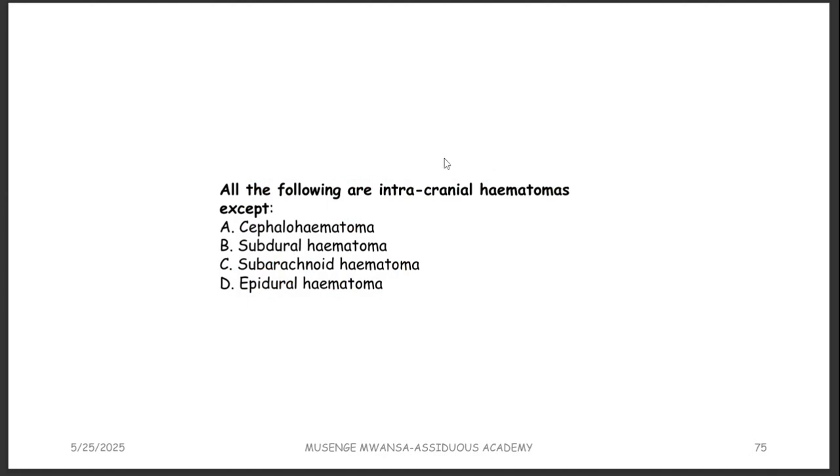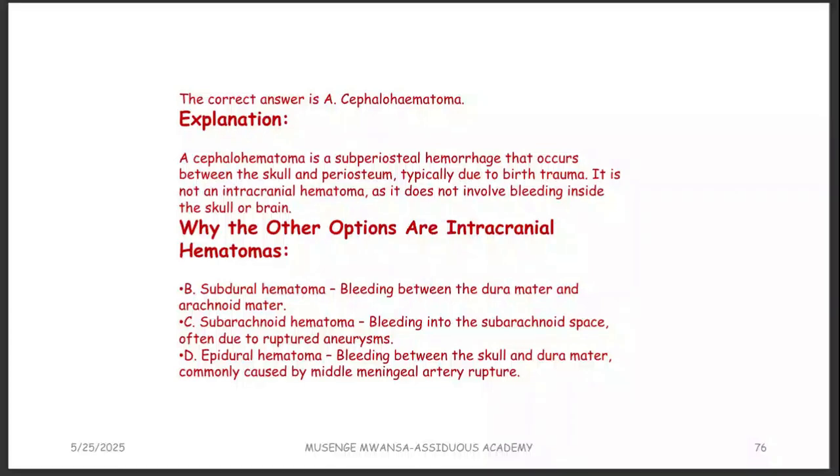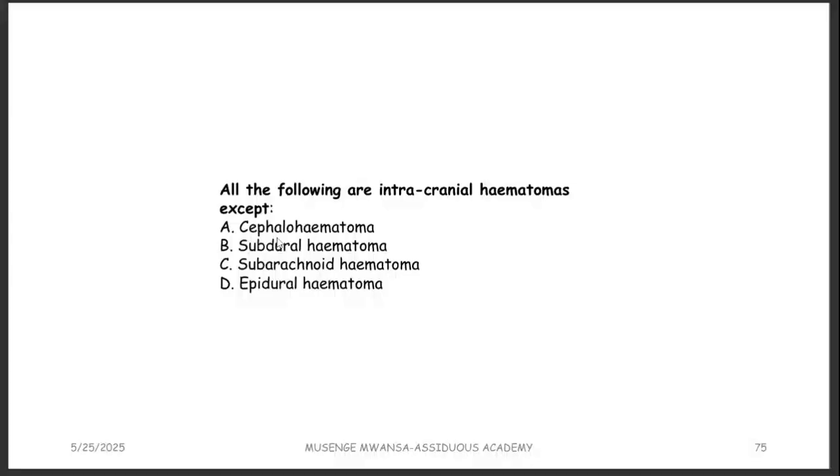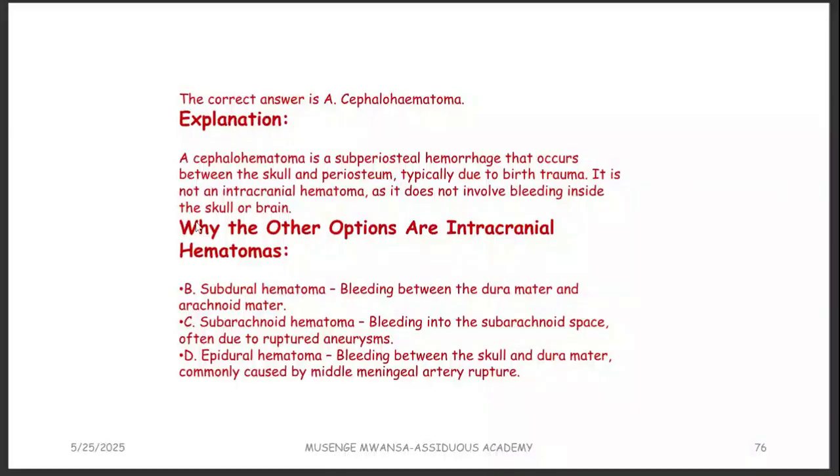All the following are intracranial hematomas except: cephalohematoma, subdural hematoma, subarachnoid hematoma, epidural hematoma. What do you think for this one? So we talked about subdural, subarachnoid, and epidural. Cephalohematoma is not part. This one is a subperiosteal hemorrhage that occurs between the skull and the periosteum. It's on top. It's not intracranial.